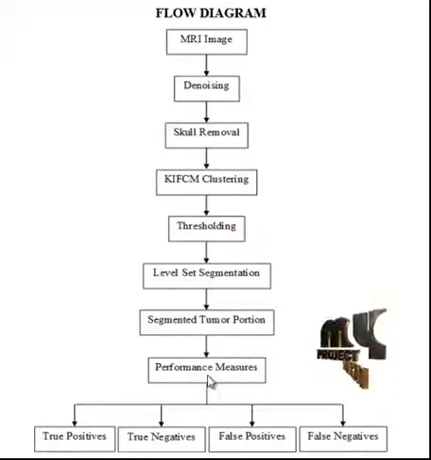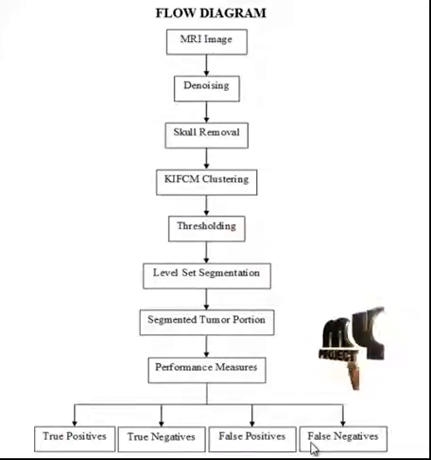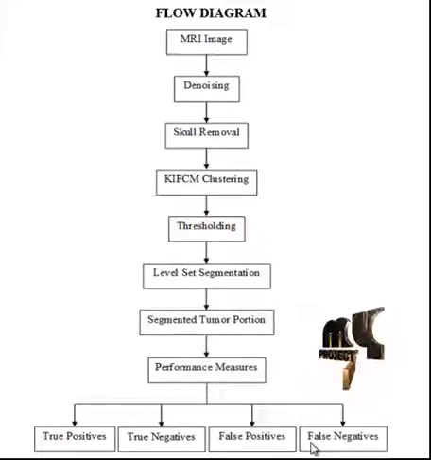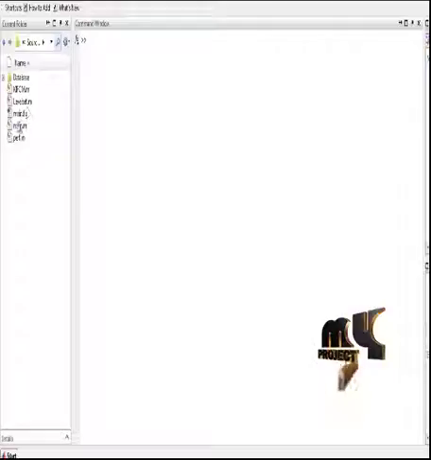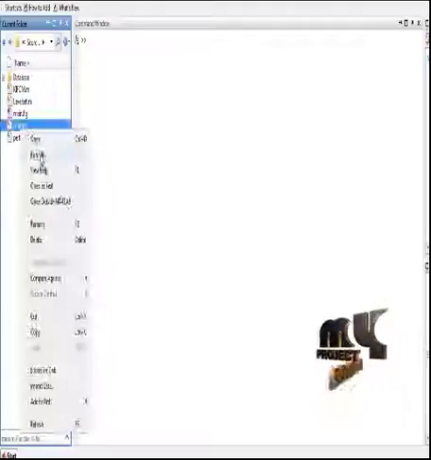Finally, the performance of the process is measured in terms of the true positive values, true negative values, false positive values, false negative values, the area of the obtained tumor, and the number of tumor pixels segmented. Let me show the running procedure of the process. If you want to run the code, select the file main.m which is present in the source code folder. Right click it and click on run file.